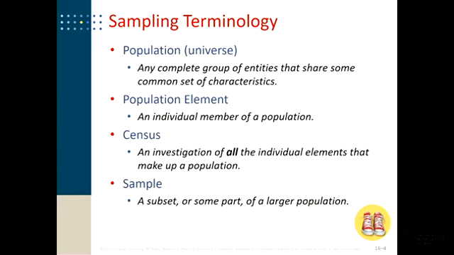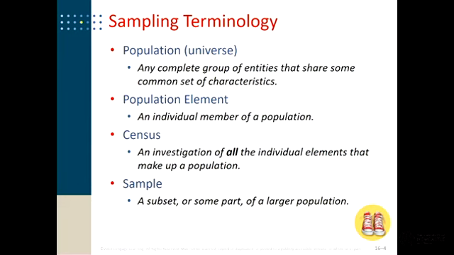Apparently, we may think that a census should generate more accurate results. Why? Because when we are doing a census, we are including the entire population. Yes or no? Entire population. For example, it's a simple example, I want to check the average marks for this class.